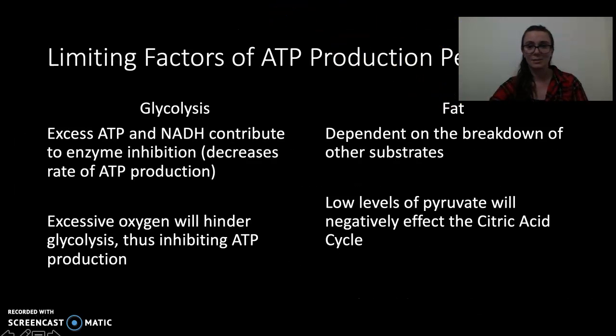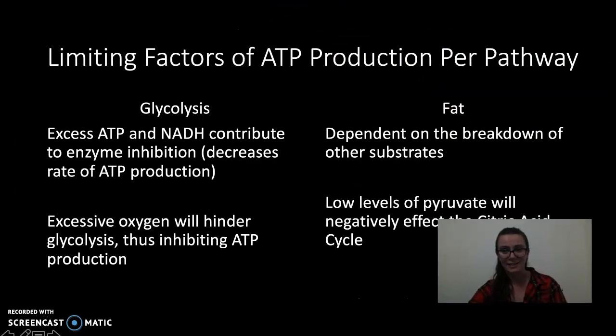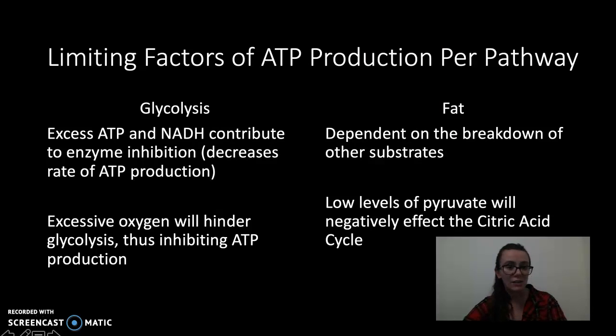Limiting factors of ATP production per pathway. Here, I'll move myself down here again. There we go. With glycolysis, there are some issues with enzyme inhibition. When you have excess ATP or NADH circulating, that's going to inhibit enzyme activity. And with decreased enzyme activity, you're going to have a decreased rate of ATP production, which is something you can come across with glycolysis when you see that ATP and NADH.